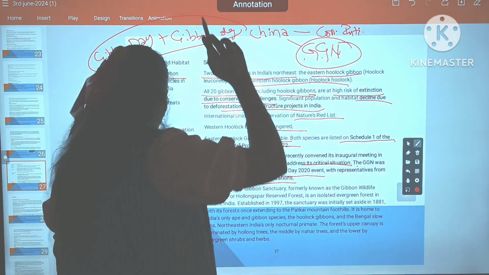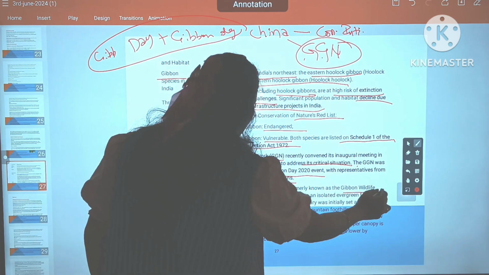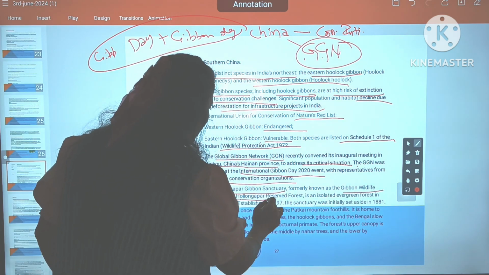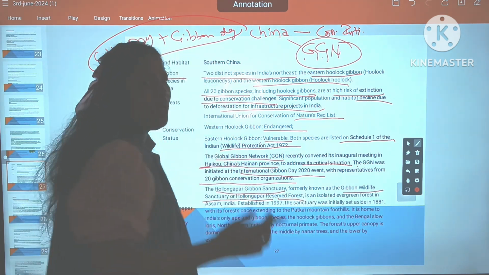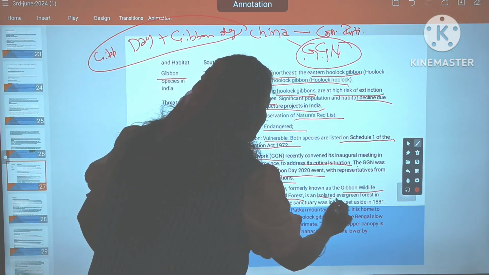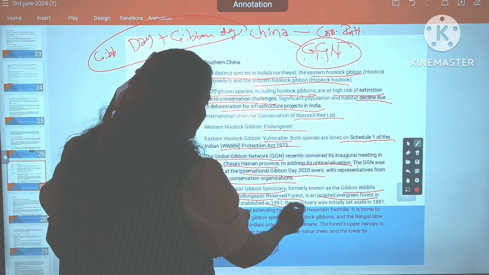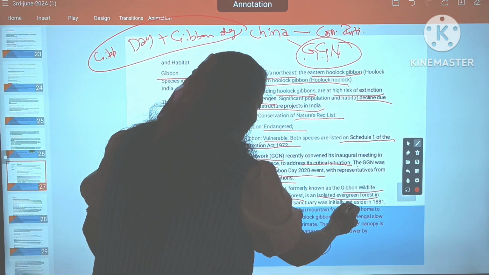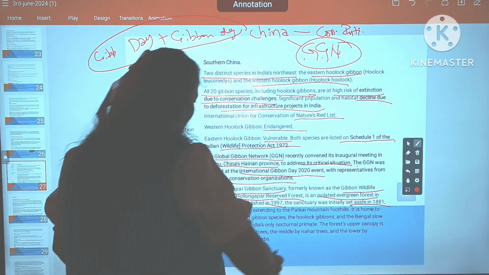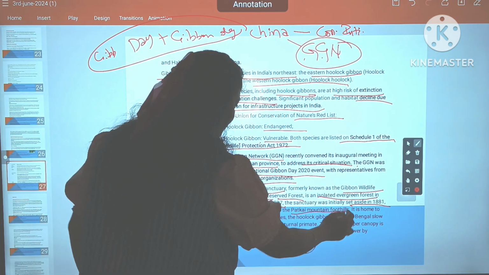Hollangpur Gibbon Sanctuary, known as Gibbon Wildlife Sanctuary or Hollangpur Reserved Forest. It is a reserved forest, not a protected forest. It is just a reserved forest, an isolated evergreen forest in Assam in India, established in 1971. The sanctuary was initially set aside in 1981, with forests once extending in Patkai mountain foothills.